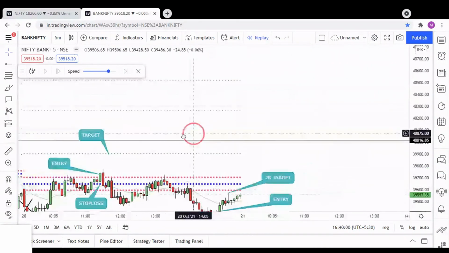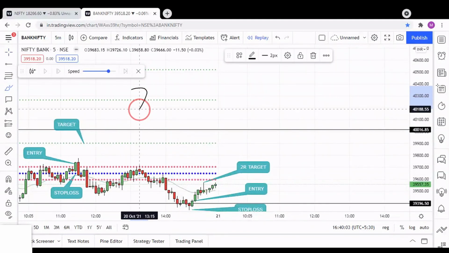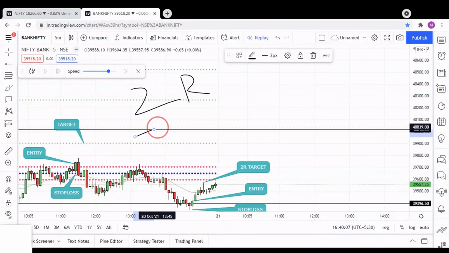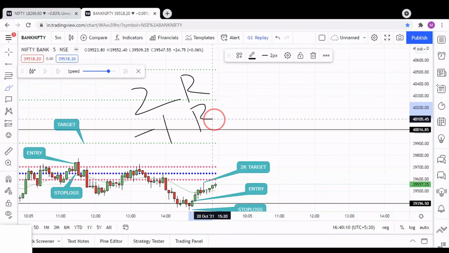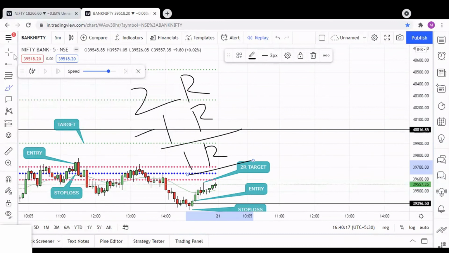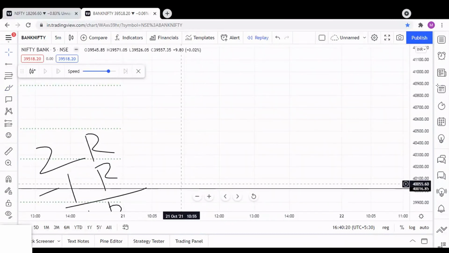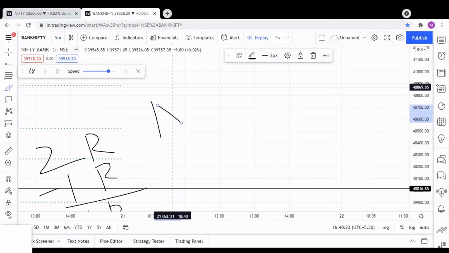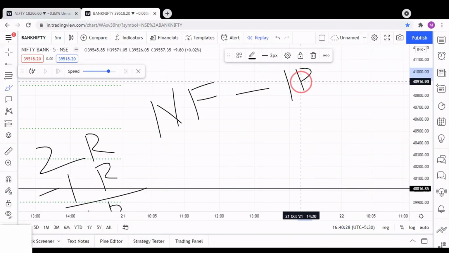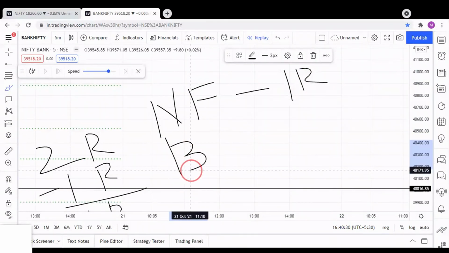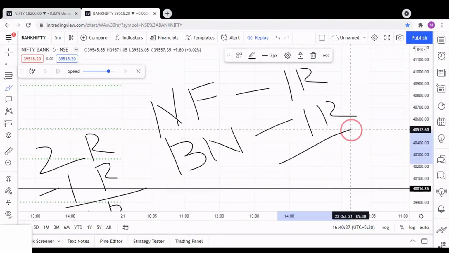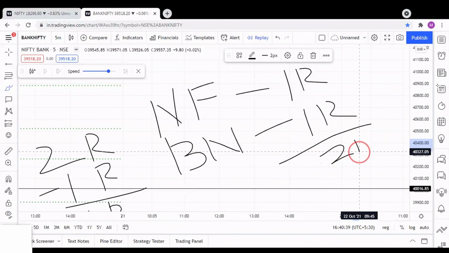So overall in Bank Nifty we had two trades. One trade gave us a profit of 2R. This is the second trade actually, and the first trade gave us a loss of 1R. So overall we made a profit of 1R in Bank Nifty. Combining Nifty and Bank Nifty, Nifty gave us a profit of 1R. Bank Nifty also gave us a profit of 1R. Overall, we made a profit of 2R today.